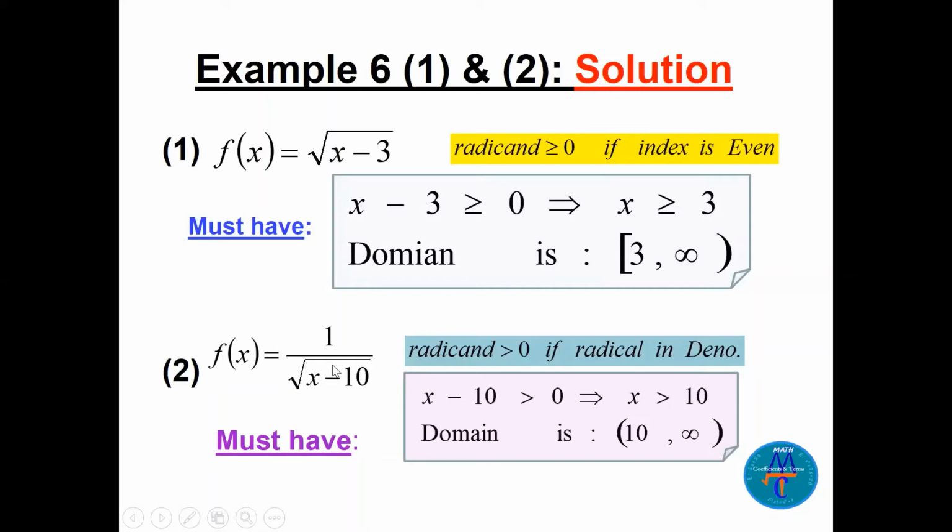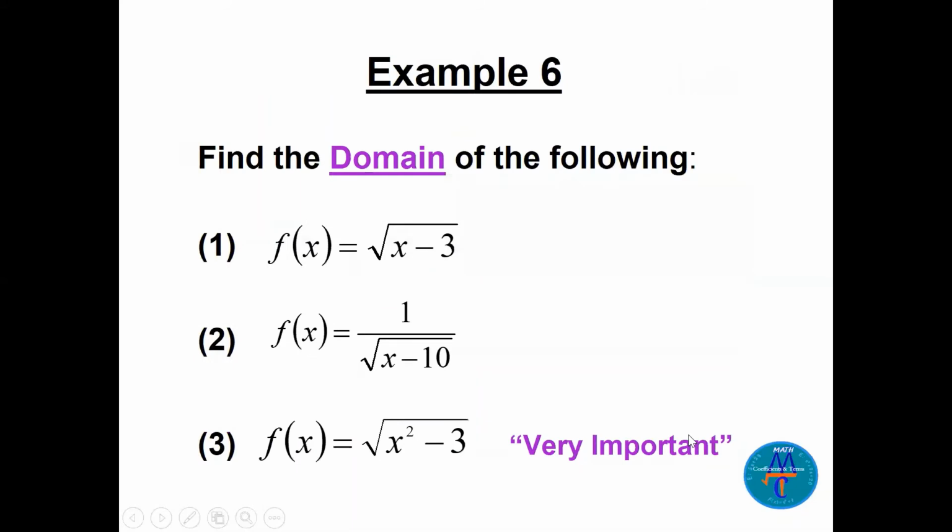Now in number 2, we have a radical down, we have a fraction. See, we cannot accept 0 in the denominator, but the radicand should be positive. So look at the trick here. I say radicand greater than. I don't put equal. If there is a radical in the denominator, you put greater than. So x minus 10 greater than 0, x greater than 10, the domain from 10 to infinity. Now, can you try number 3, please? So much important.